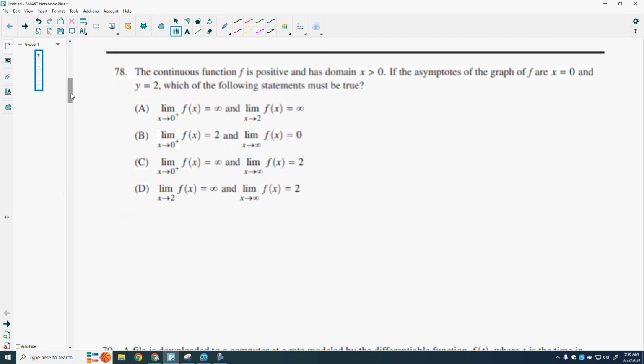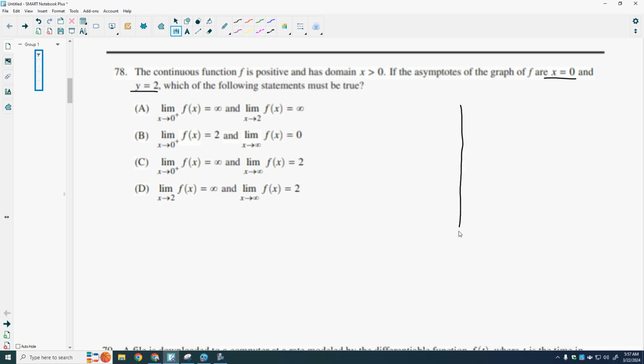78. The continuous function f is positive, has a domain greater than 0. Asymptotes are x equals 0 and y equals 2. So we're going to talk about the definition of an asymptote in limit notation. We're going to look at the definition of an asymptote, both vertical and horizontal, in limit notation.